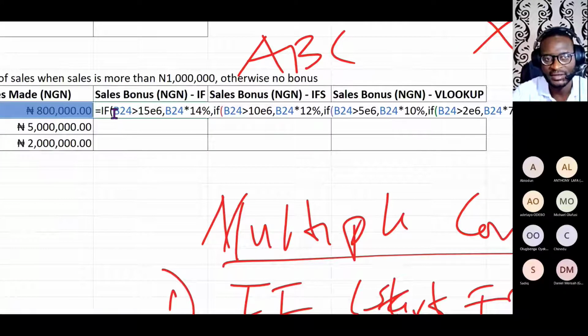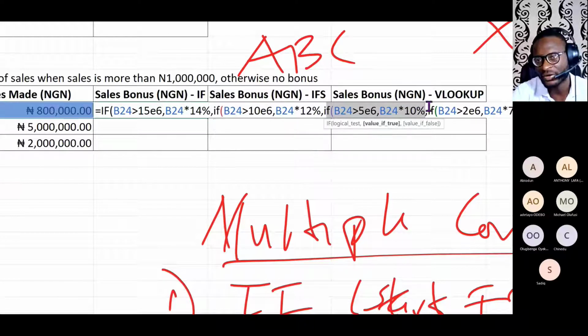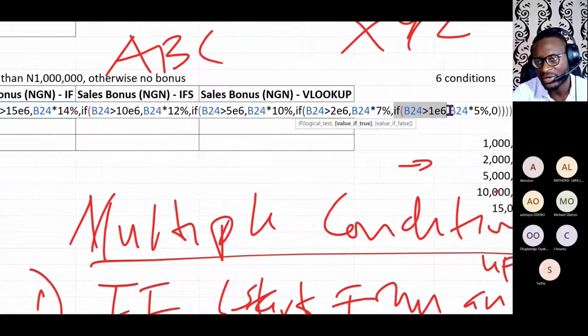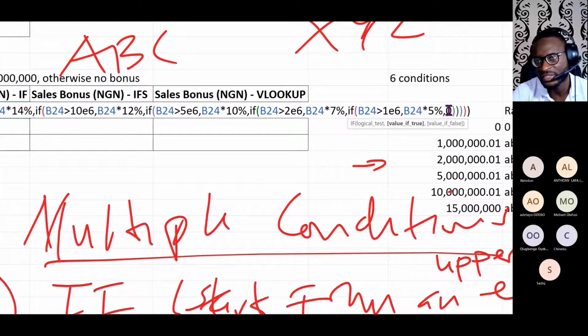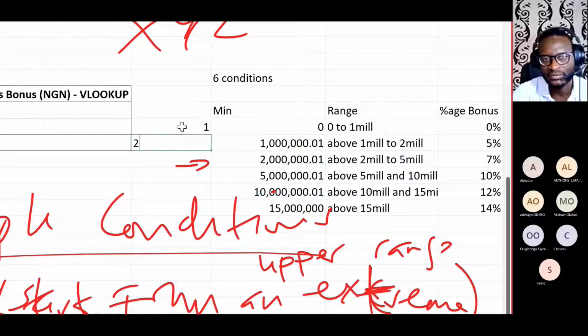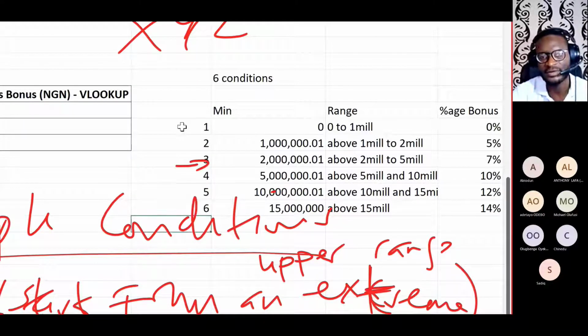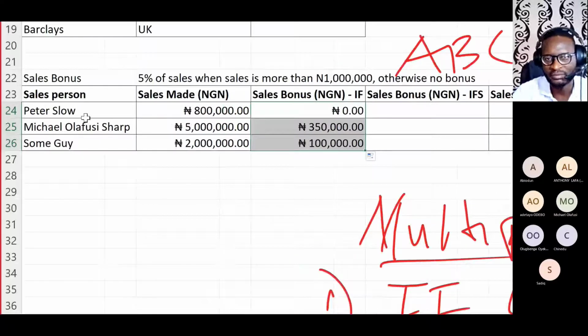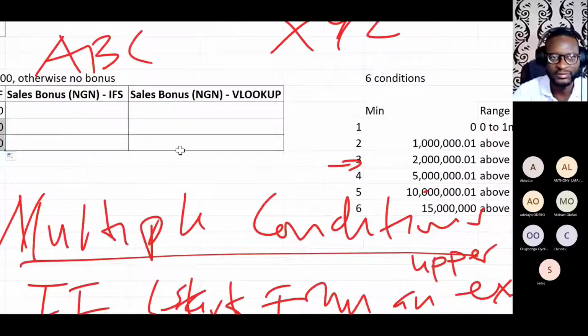Look at it. Condition 1, what should happen? Another if. Condition 2, what should happen? Another if. Condition 3, what should happen? Another if. Condition 4, what should happen? Another if. Condition 5, what should happen? And then condition 6. So if you count it, how many conditions do we have? 1, 2, 3, 4, 5, 6. So let's see. If I drag it down, I think it is working. Anyway, it will work. Just trust me.